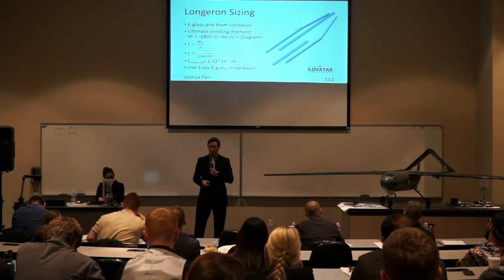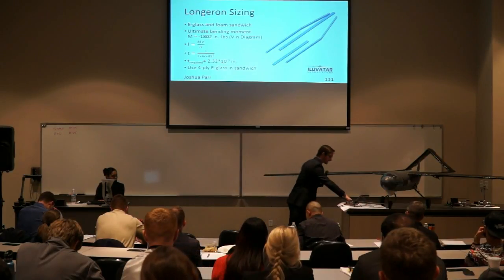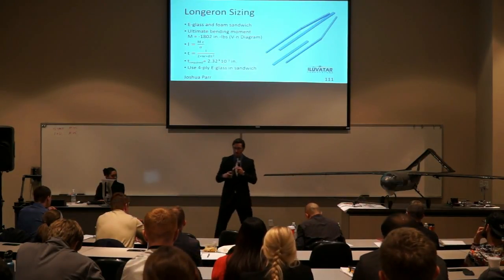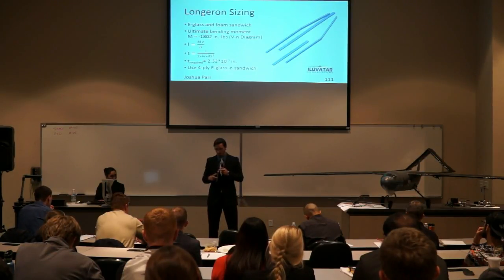Using those variables, you're going to see them come up in several equations, like the ones on the screen. We had an e-glass and foam sandwich for the longerons. So it looks just like this. We used e-glass on either side, and there's just 2 layers on each side with a 1-inch thick piece of foam in the center.